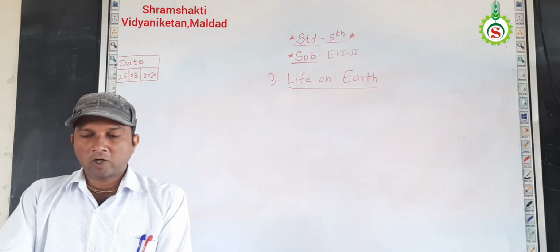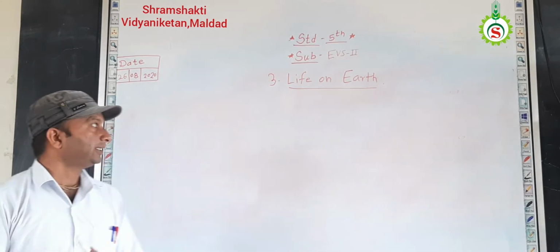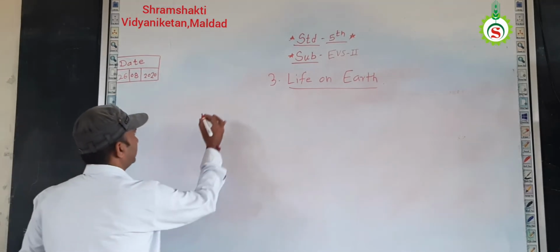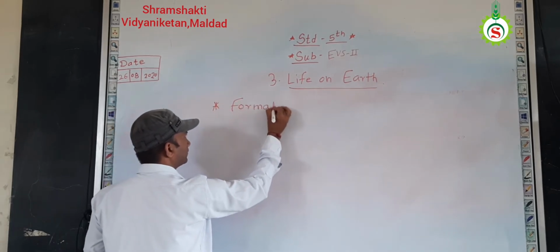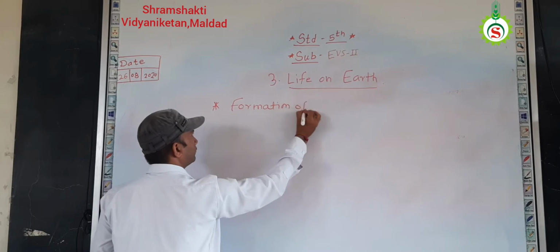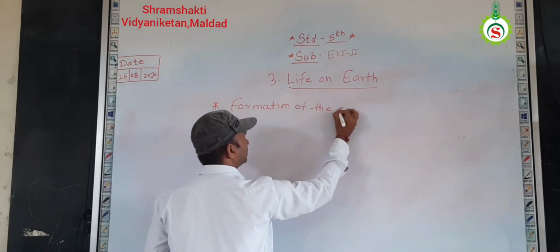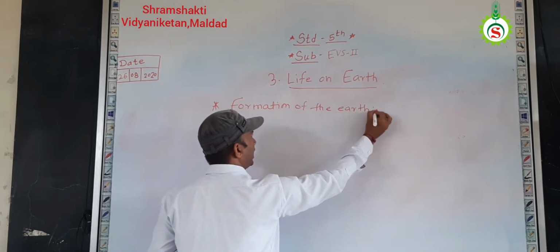Name of the chapter is life on the earth. So first point, formation of the earth. Formation of the earth means how earth is formed.